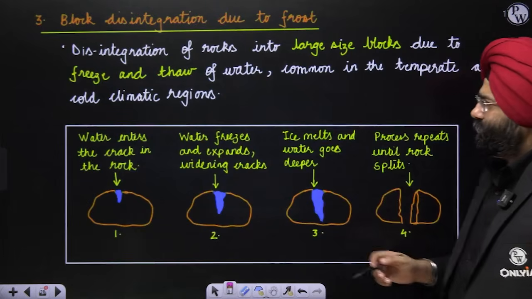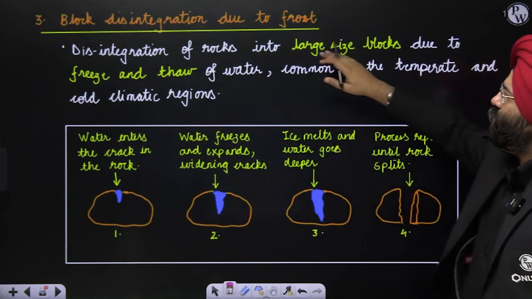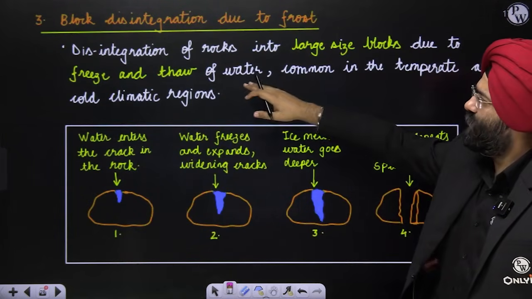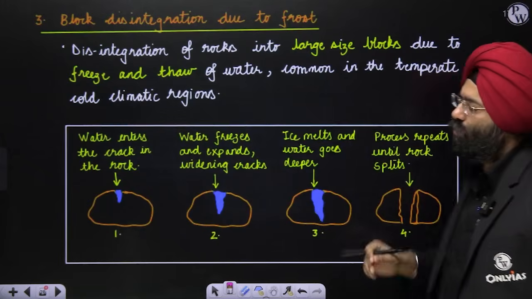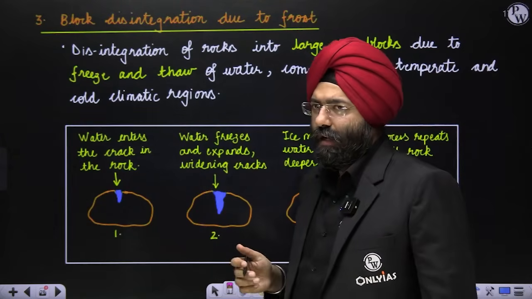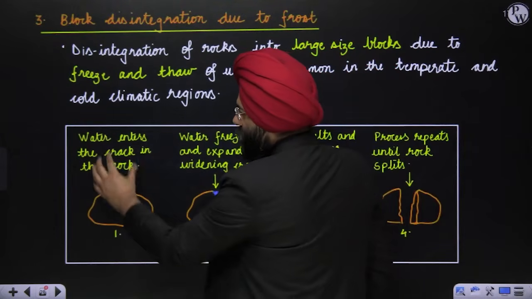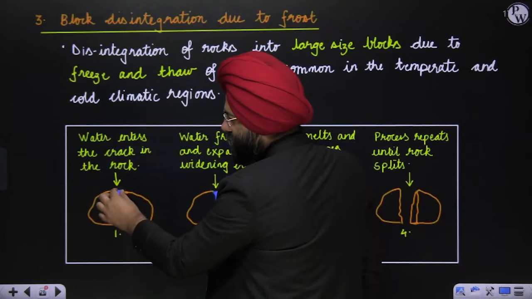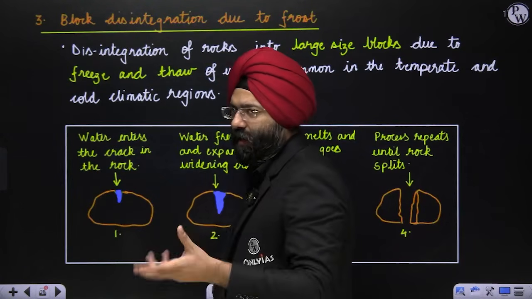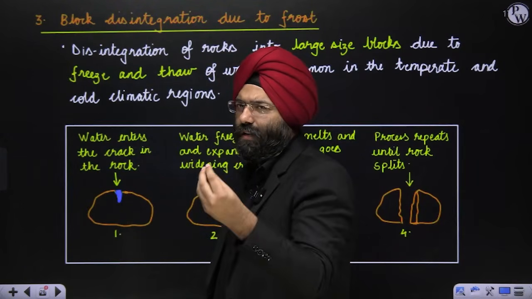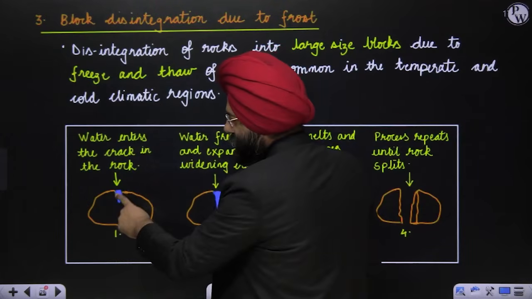Now see, disintegration of rock into large sized blocks due to freeze and thaw of water, common in the temperate and the cold climatic regions. Let us assume this is an original piece of rock. Now there is a crack present here. Let us say during the daytime, with the temperature relatively a little warmer, water might enter this.